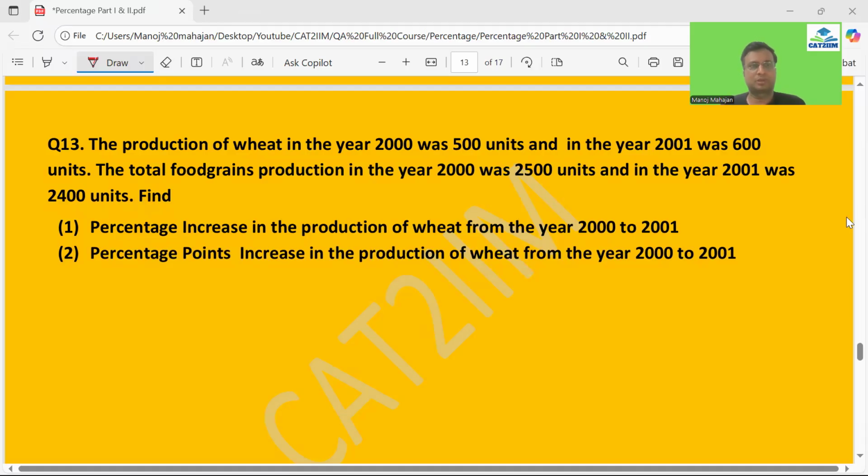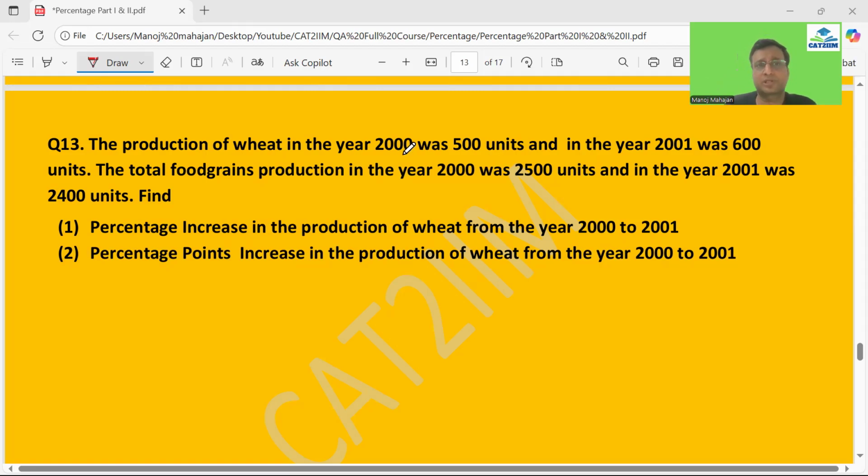Okay, so a very simple question I have put over here to make you understand what percentage points are. So just listen carefully first, the definition of percentage points. Percentage points is the difference of two percentage figures. So to understand, let's look at question number 13 out here, and we are going to calculate the value also.